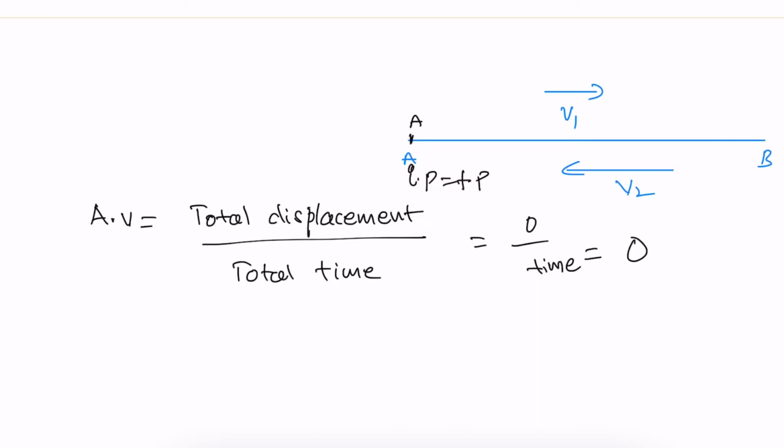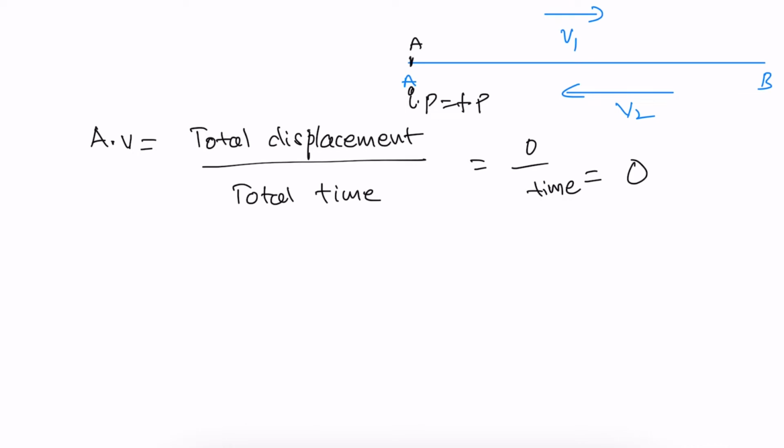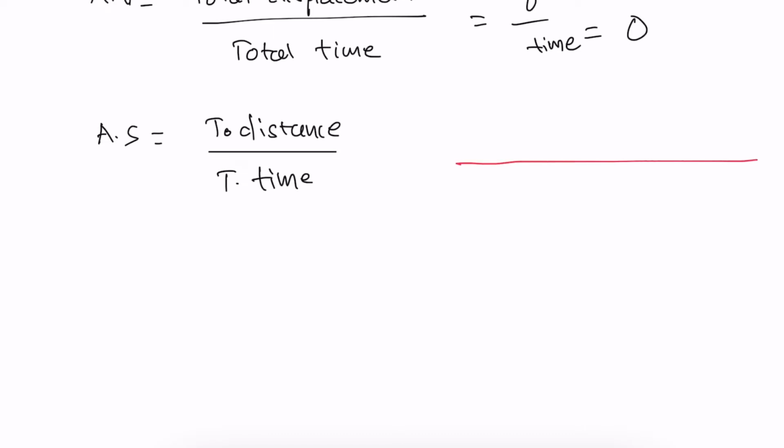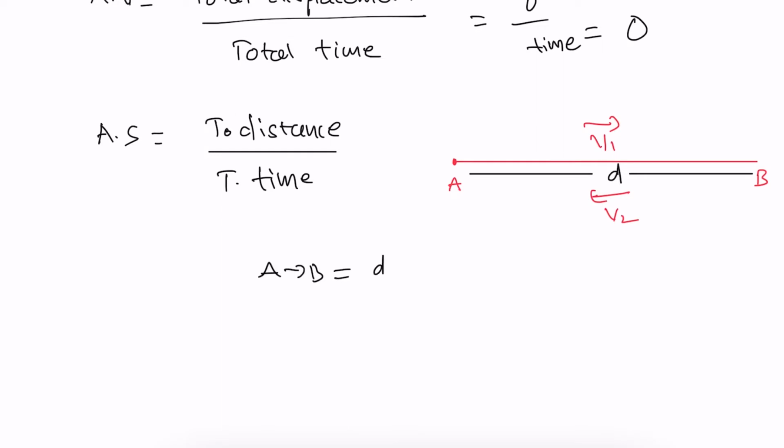Next, what is the average speed? The average speed formula is total distance by total time. The body moves in a straight line from A to B with speed v1 and returns back with speed v2. Let us assume the distance between A and B is d. From A to B the distance is d, and from B to A the distance is also d. So the total distance is d plus d, that is 2d.